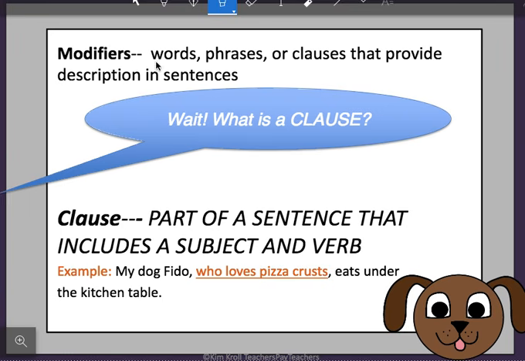So a modifier would be words, phrases, or clauses that provide description. So think back, what is a clause? It's part of a sentence that includes a subject and a verb. We did this at the beginning of the year. So my dog Fido, who loves pizza crusts, eats under the kitchen table. Who loves pizza crusts is a clause. It has a subject, who, and a verb, loves. And so this is a piece of description that's describing Fido, the dog. So it is a modifier.